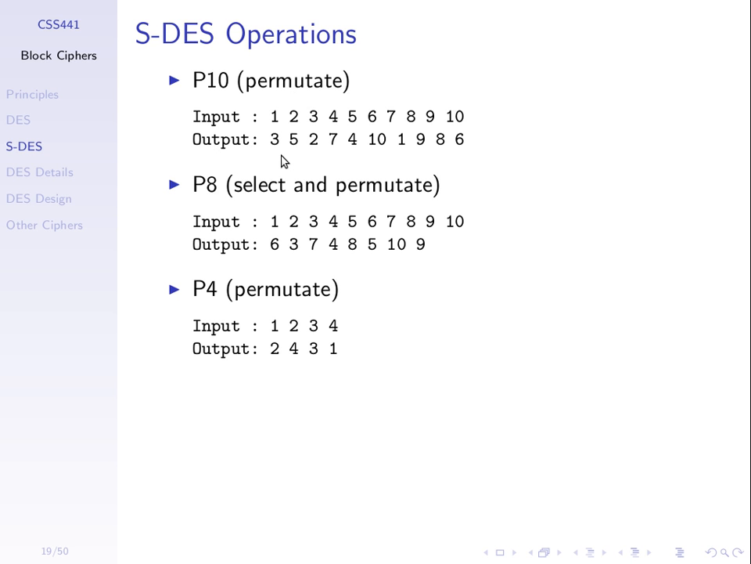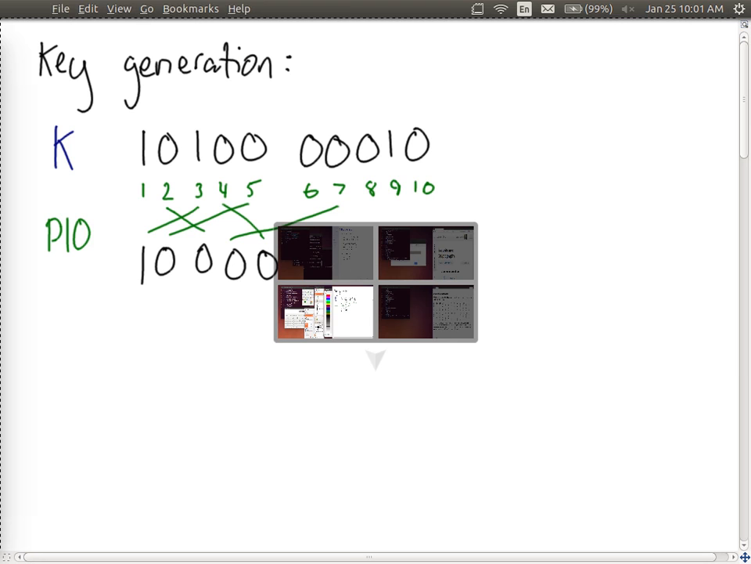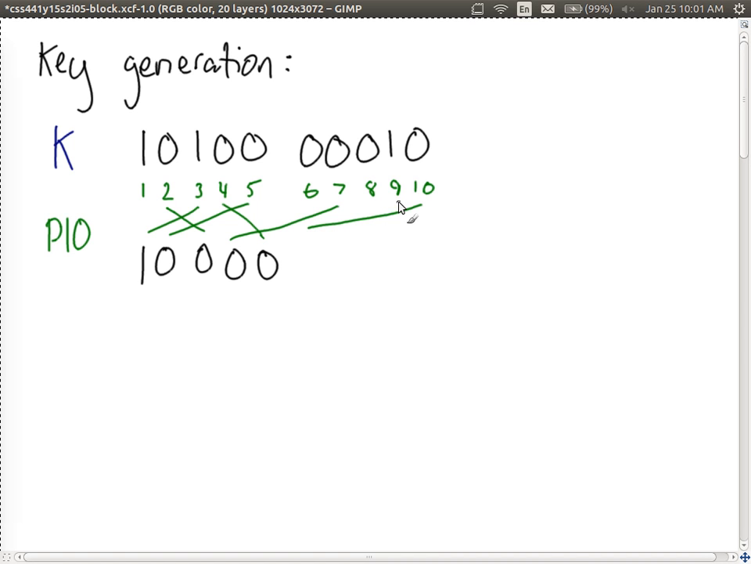Three, five, two, seven, four, and then the 10th, 10, 1, 9, 8, 6. Bit 10, 9, bit 1 from all over here, gets a bit messy, 8 and 6.